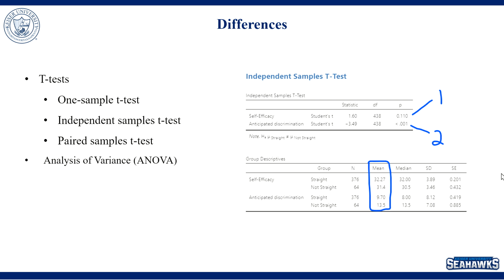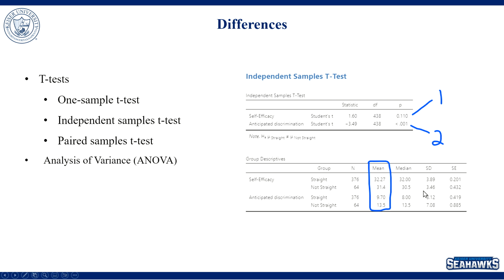And then again, an analysis of variance, like I mentioned in my introduction, looks at several different groups. The example to the right is showing where there is not a difference between our straight and not straight groups on self-efficacy, because the p-value is 0.110. However, for the construct of anticipated discrimination, the p-value is less than 0.05. It's actually less than 0.001, and so therefore that is statistically significant.